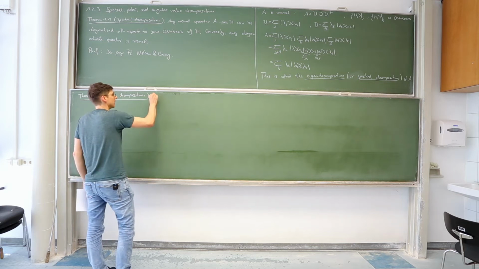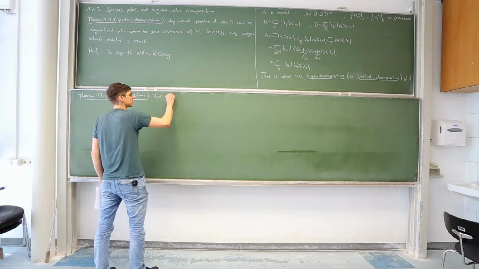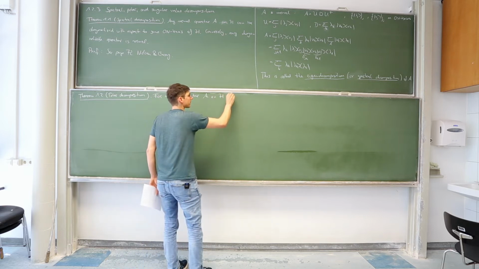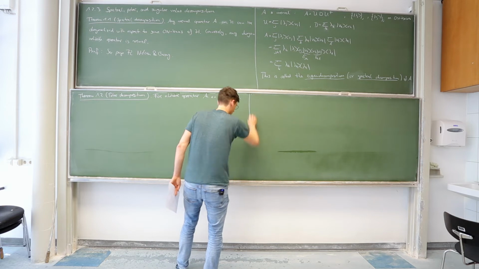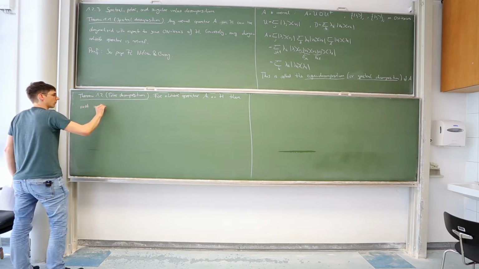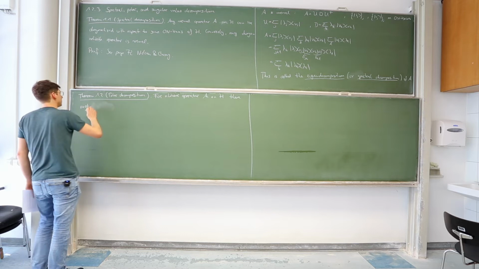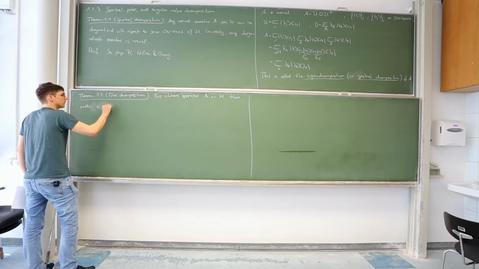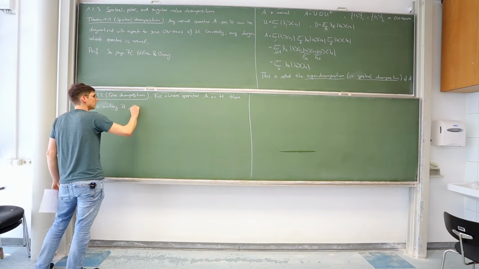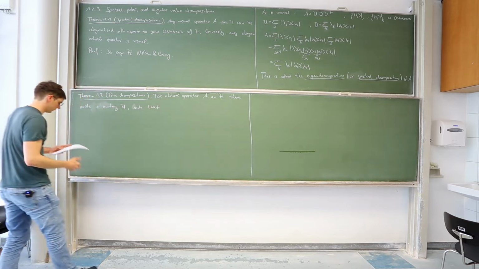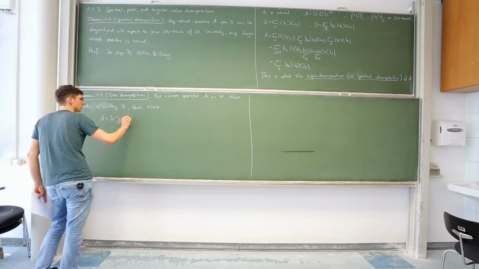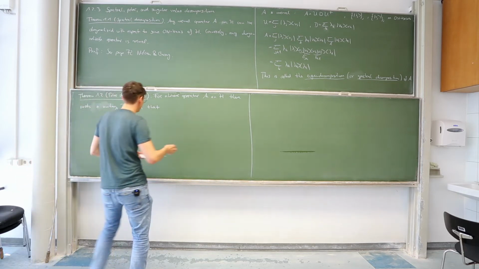What it says is that for a linear operator A on H, there exists a unitary U such that A can be written as U times J or as K times U. So this is equation 1.19.